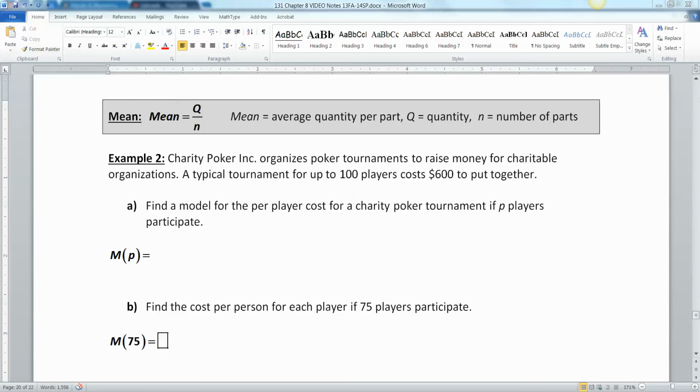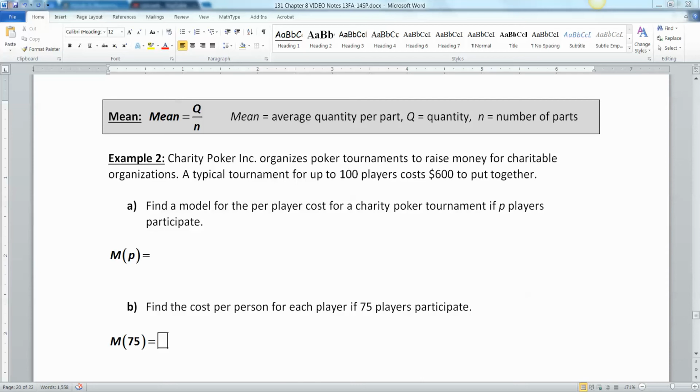Our second application for rational functions is the mean. The mean is also called the arithmetic mean. It's what happens when you take your total quantity and divide it by the number of parts you're trying to divide it into. It sounds really complicated, but you do this all the time in a math class. When you get back a test, you want to know what the mean is, the average. You find it by taking the number of points everybody got and dividing by how many students there were, and then you have the average score for the class, right?